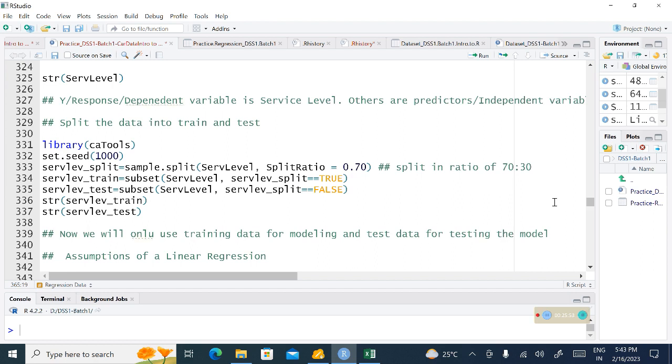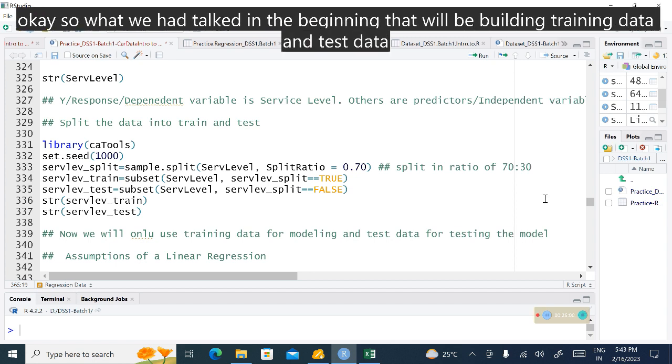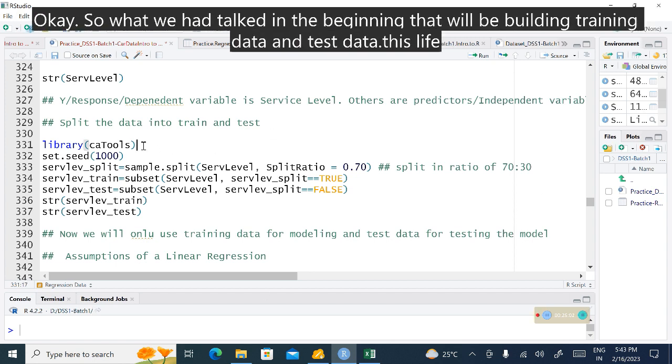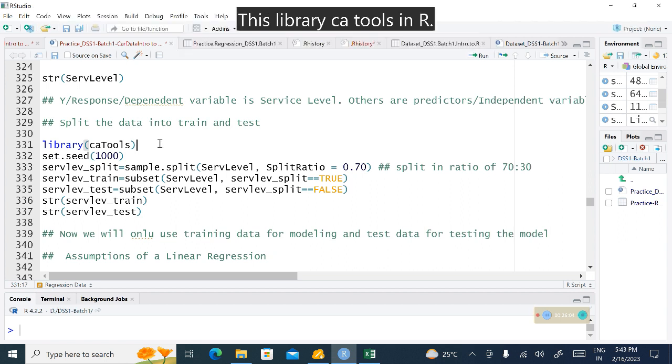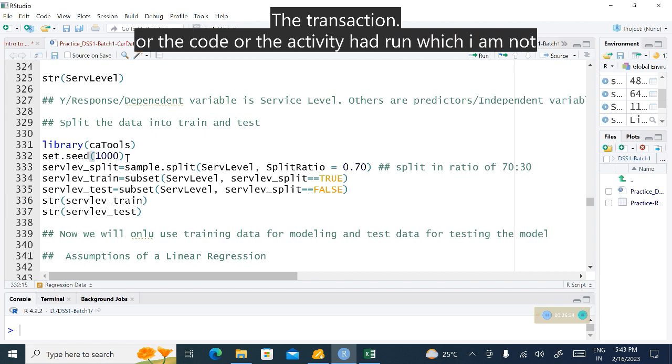Okay, so what we had talked about in the beginning is that we'll be building train data and test data. The library caTools in R is the library which splits the data. set.seed is just to give a name to memorize the code or the activity I had run, which I'm not going to talk about in detail right now.